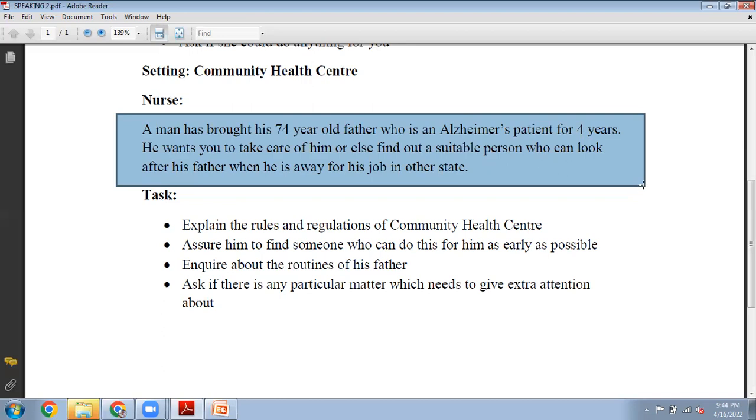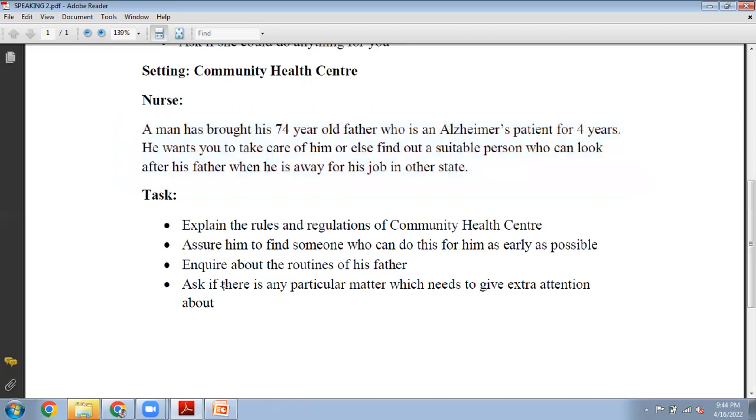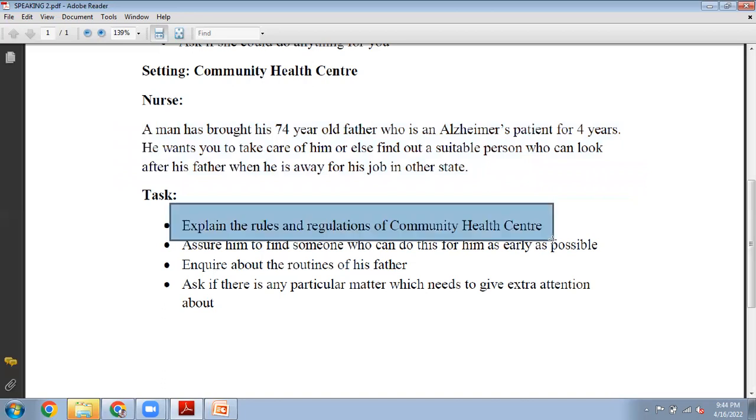Here, 4 tasks are there for you. The first one is to explain the rules and regulations of the community health center. So you have to make some rules and regulations. It's purely up to you. You can make any rules and regulations, no problem. Nobody is going to ask you why you made such rules and regulations. You are totally free to make your own.